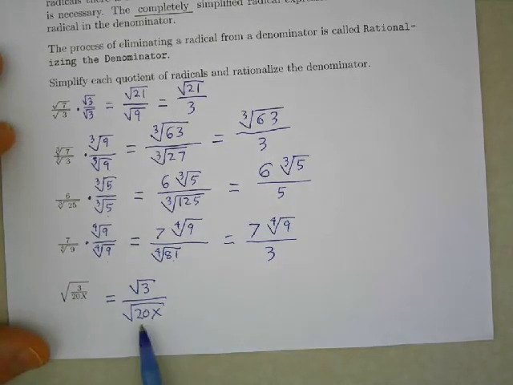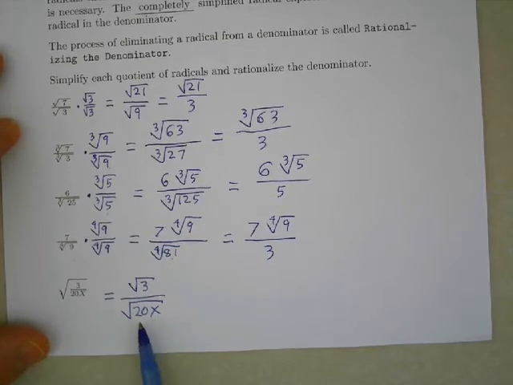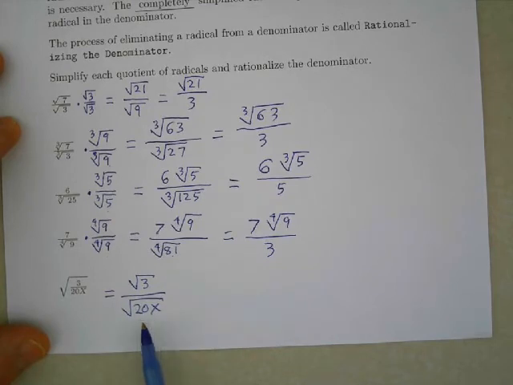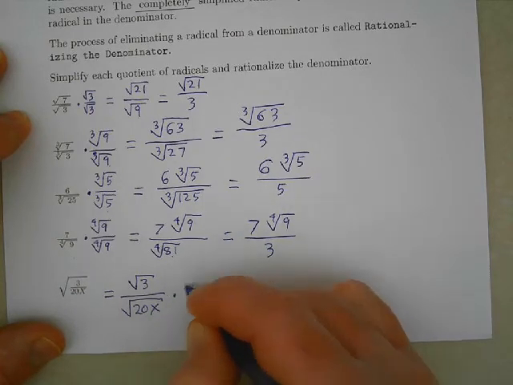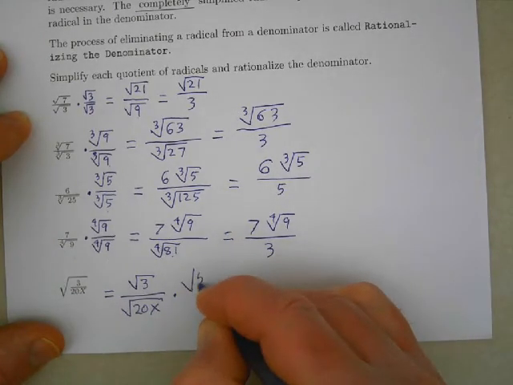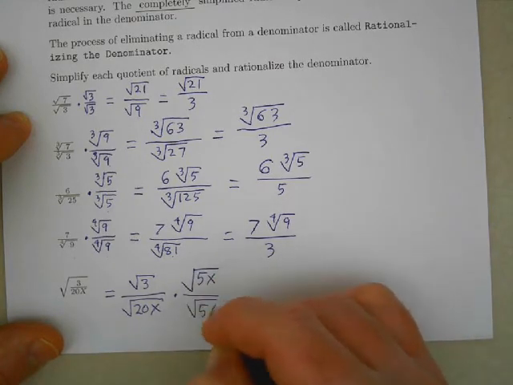And then we ask, what would I have to multiply by 20x to get a perfect square? We can focus on the numerical coefficient first. If I multiply 20 times 5, I get 100, and 100 is a perfect square. And then if I multiply x by x, I get a perfect square, because x to the second is a perfect square. So this time we will multiply by 1 in the form the square root of 5x divided by the square root of 5x.